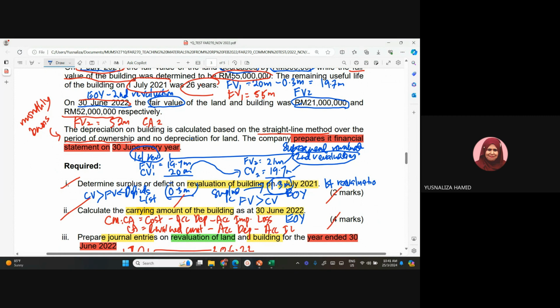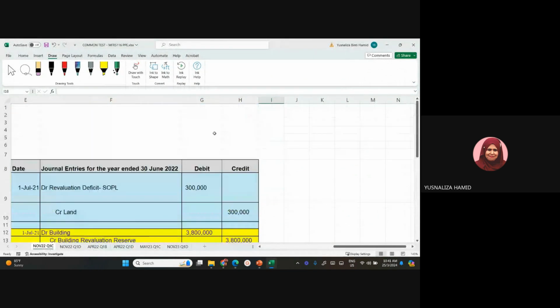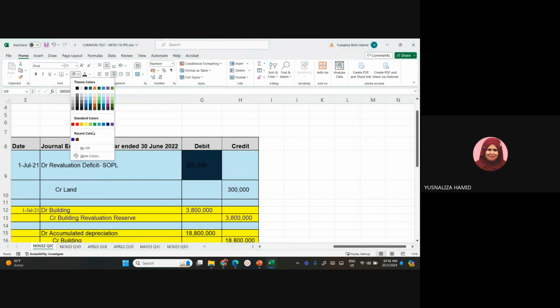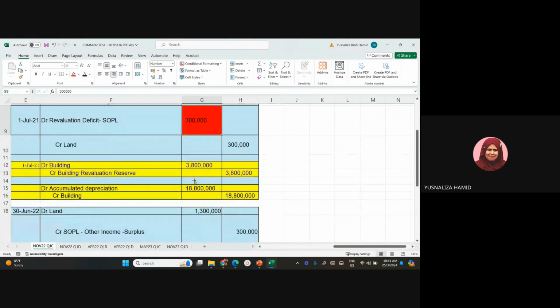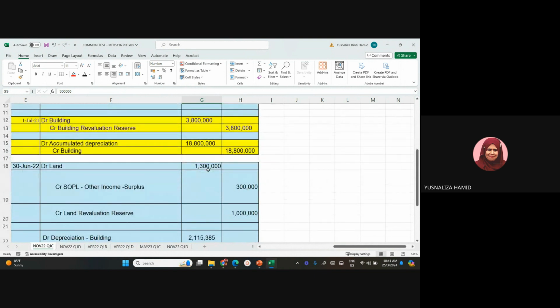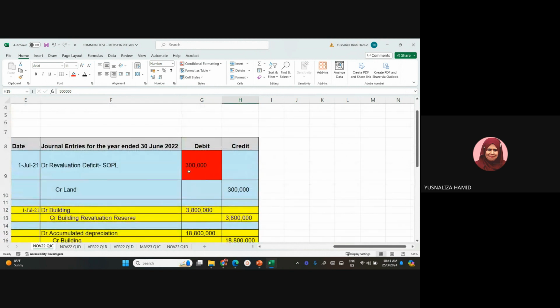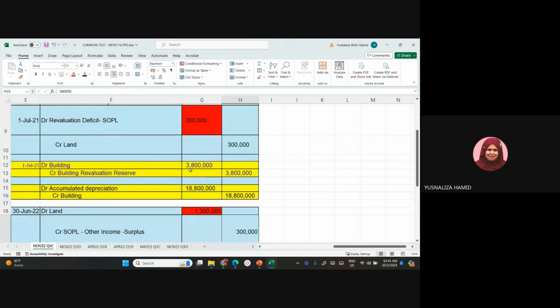So let us check what we have here. The first revaluation, a deficit. Let me just put a different color here. Okay, this color, red, 300,000. So the second revaluation, you have 1.3, which is a surplus. This 1.3 cannot be straight away credited to the land revaluation reserve. You must first reverse the previous deficit. The previous deficit here was recognized in the profit or loss, 300,000. So on second revaluation, you need to reverse the deficit. Reverse means before this you debit, now you would credit.